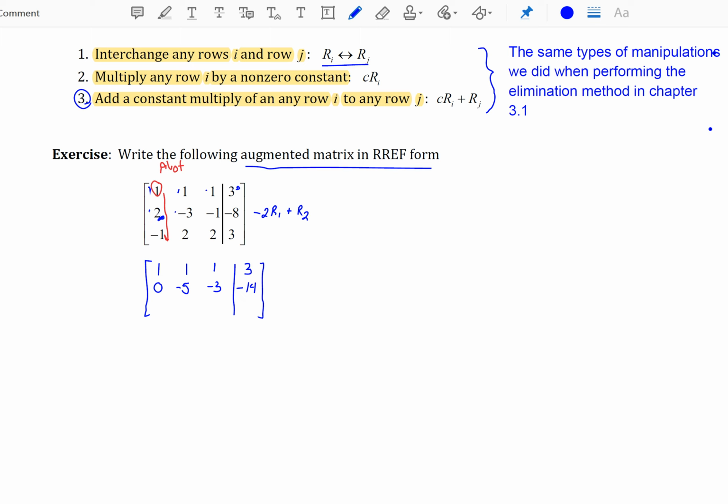Okay. Similarly, we want this -1 to turn into 0. And to do that, using again our pivot number, I'm just going to add rows 1 and 2 together. No, not row 1 and 2, row 1 and row 3. So 1 plus -1 is 0. 1 plus 2 is 3. 1 plus 2 is 3. 3 plus 3 is 6.